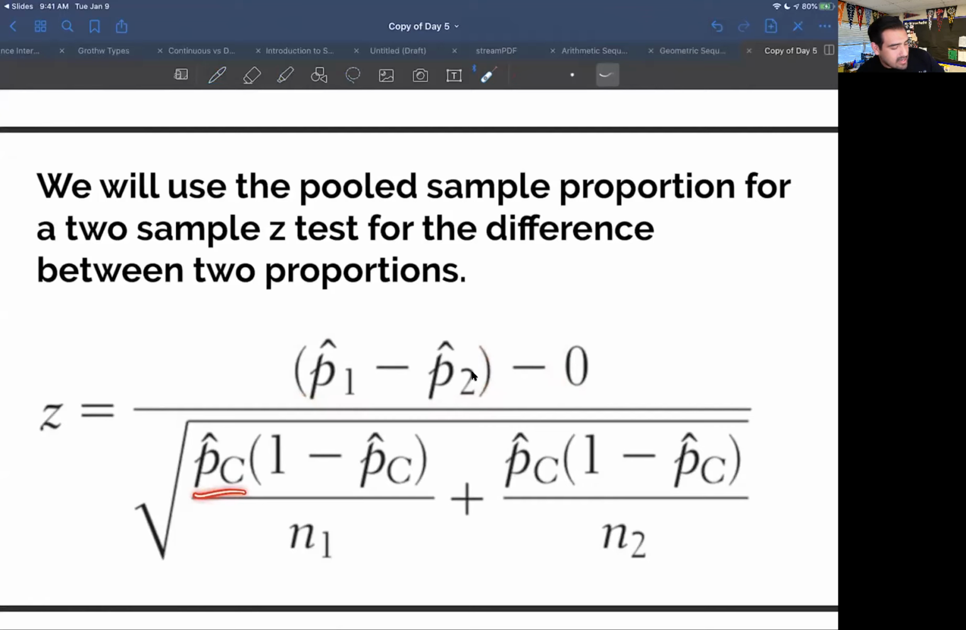But notice how I'm using the pooled sample, the combined sample. These are still relative to the sample sizes, the two sample sizes that we're using. But this statistic is coming from the combined two statistics put together.